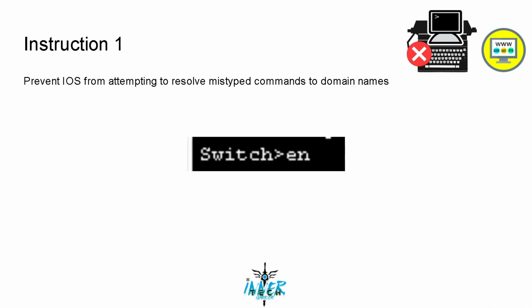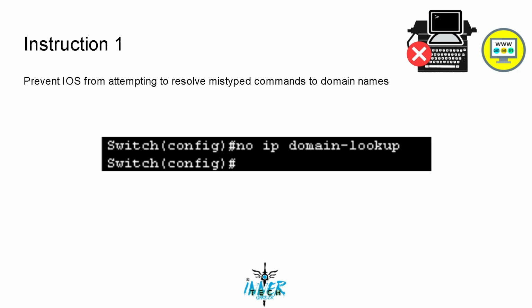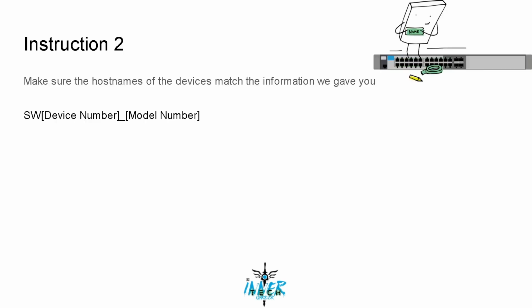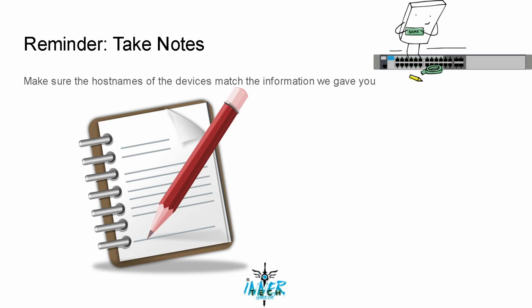To do so, we'll need to go into privileged exec mode with the enable command, then global configuration mode with the configure terminal command. Now we'll use the no ip domain-lookup command to shut off that setting. Next, let's put in the host name of the device, which should be SW device number underscore model number. So in this case, it's hostname SW1_2960. Let's make a note of all these changes we're making in the work documentation paper so you can write a narrative on what we're doing afterwards.